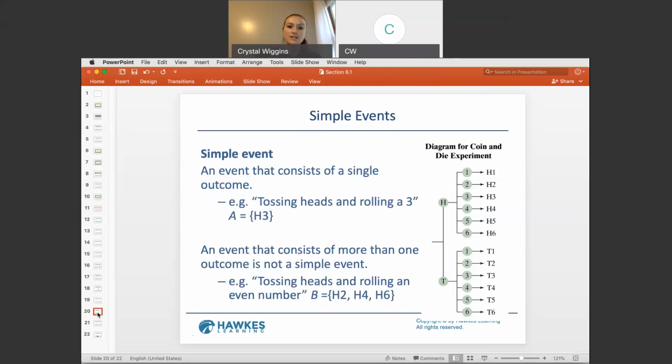Other things that we need to consider is the definition of what we mean when we talk about a simple event versus something that is not simple. So a simple event consists of a single outcome. So if my experiment is defined as tossing a coin and then rolling a die, and I am specifically focused on a heads and then a 3, that's a simple event because my desired outcome is one outcome out of the entire sample space. But if I say that I just want it to be heads and an even, well, there's actually three possible outcomes for a heads and an even, and therefore that event would not be simple.